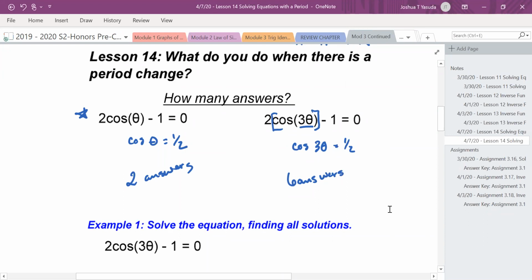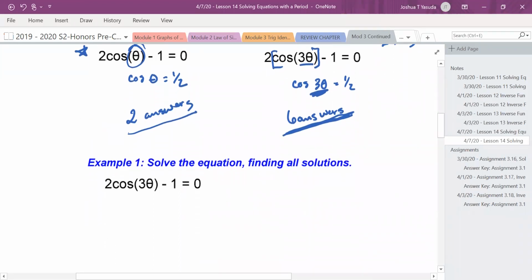Okay. The reason we're going to get 6 answers is because remember, what does this 3 theta mean? That means now from normally where you would go from 0 to 2 pi, instead of getting 1 cosine curve from 0 to 2 pi, you're actually going to get 3 cosine curves. So if cosine normally equals 1/2 2 times in one period, it's now going to equal 1/2 6 times over those 3 periods that will fit from 0 to 2 pi. So the question for us today is how algebraically will we find all 6 answers, right? Like what's going to be the best way to do it?